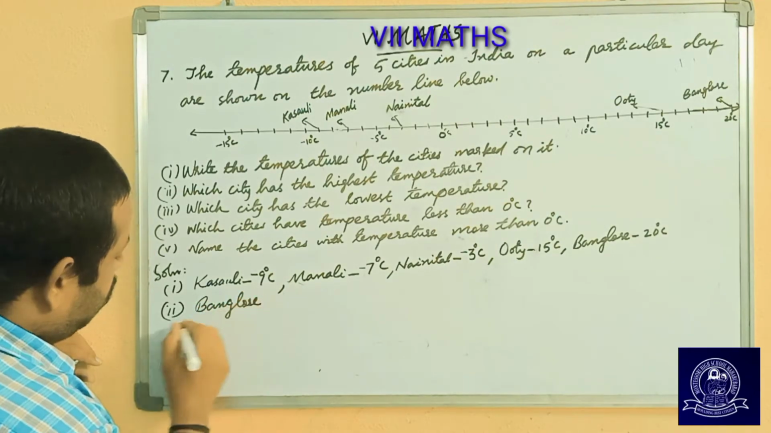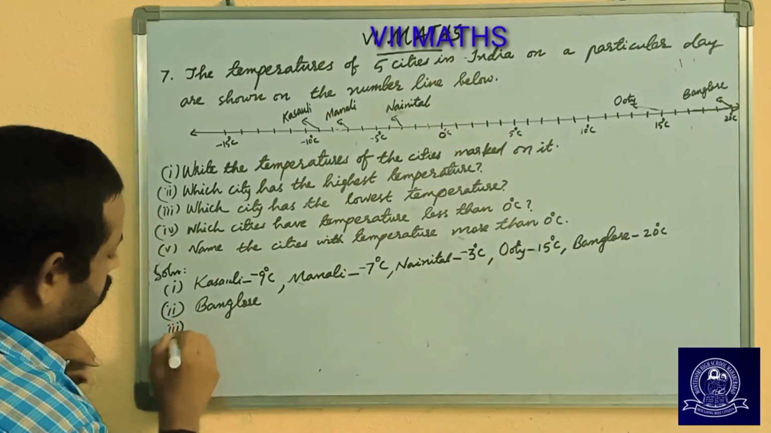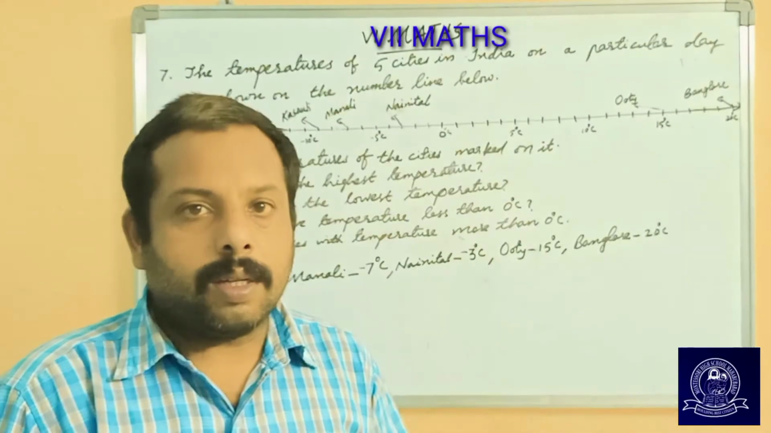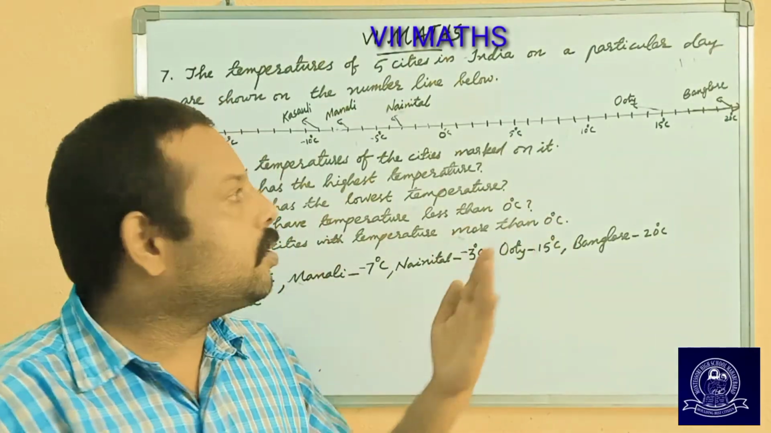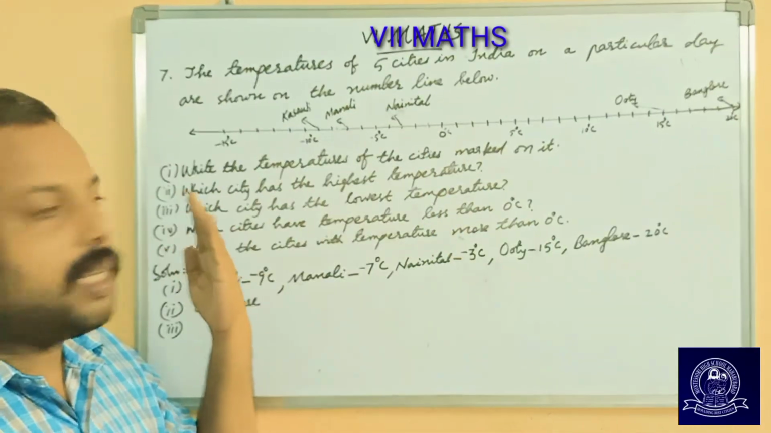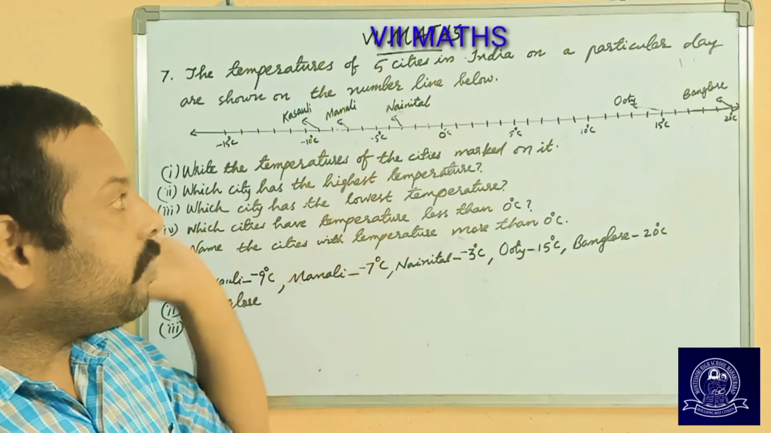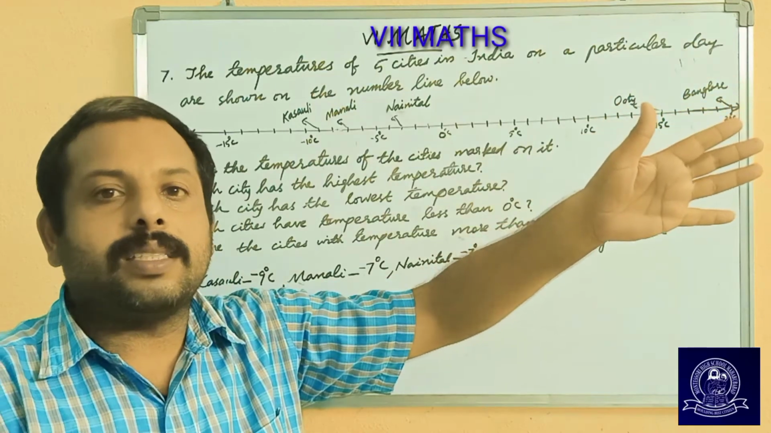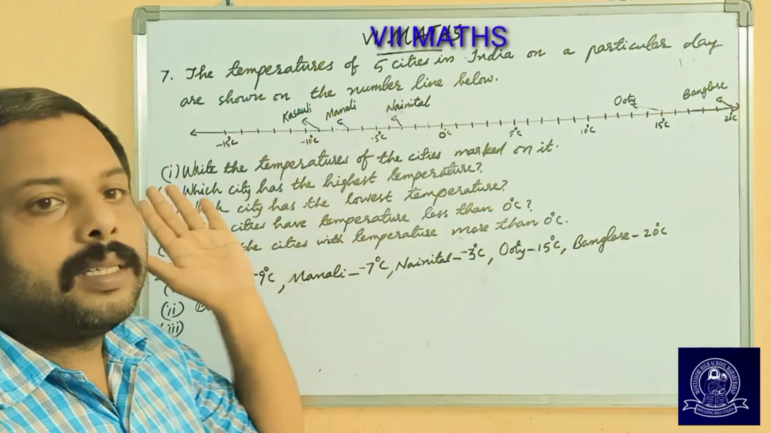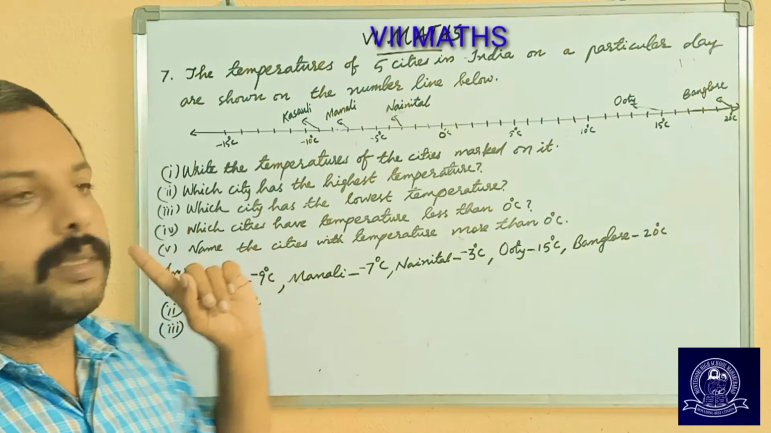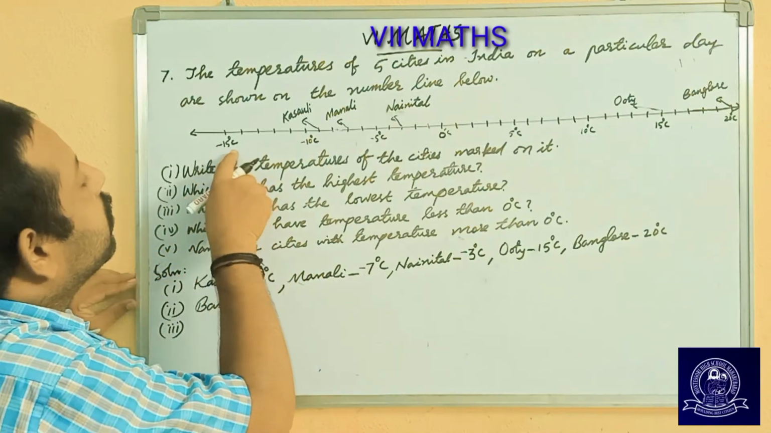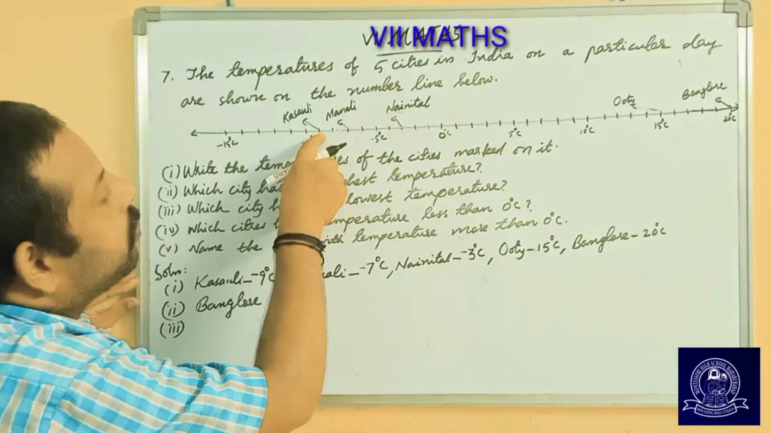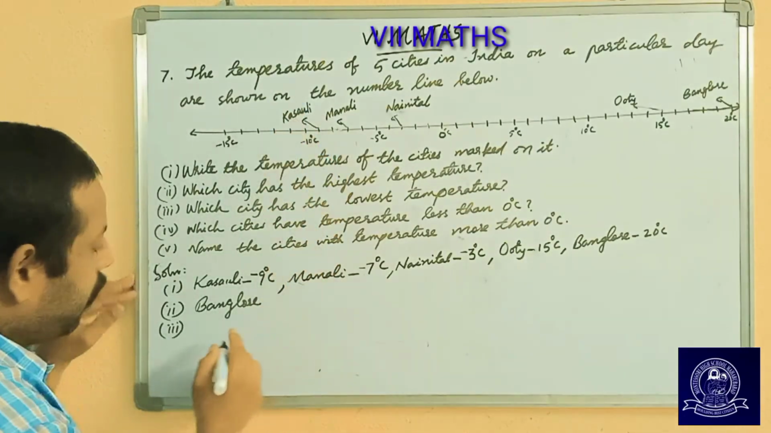Third one. Which city has the lowest temperature? Lowest temperature means negative numbers. Where do we have negative numbers? Left side. So as we move from left to right on a number line, the value of the integer is increasing. We have to check the leftmost number, which is that minus 15, minus 10. We can't say, we have to write the city's name, this one. What is that? Kasauli.